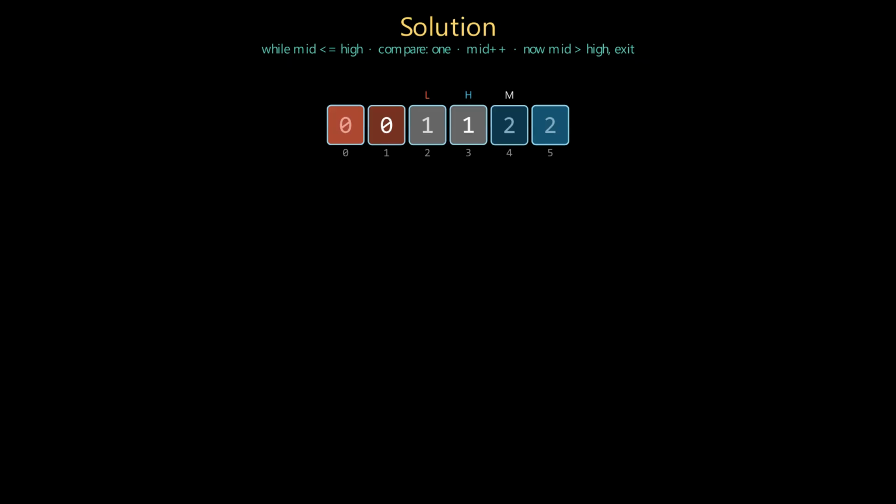Now mid is greater than high, so the while loop stops. Every slot is classified: zeros on the left, ones in the middle, twos on the right. One linear pass, in place, with only 3 pointers of extra state.